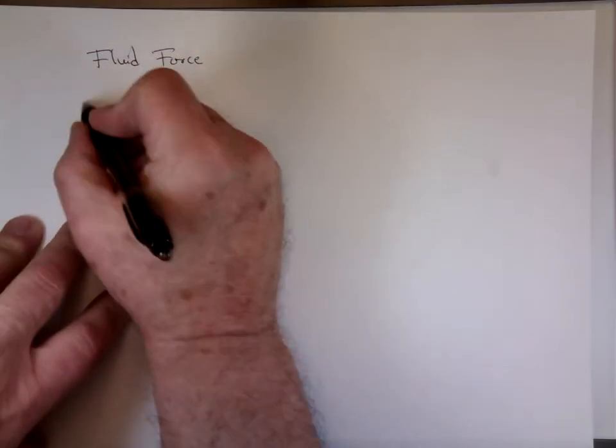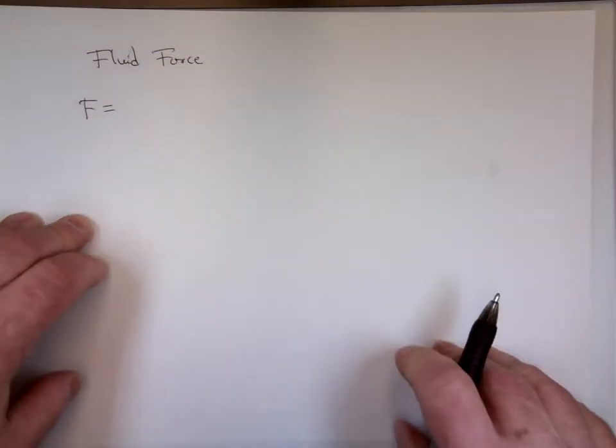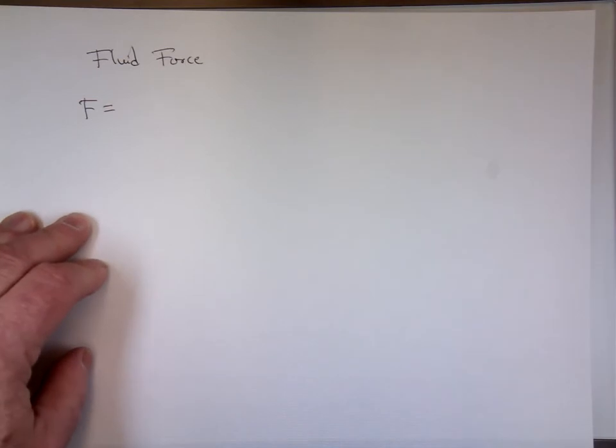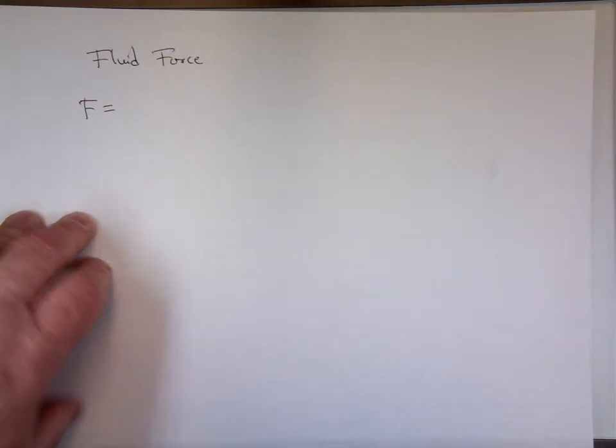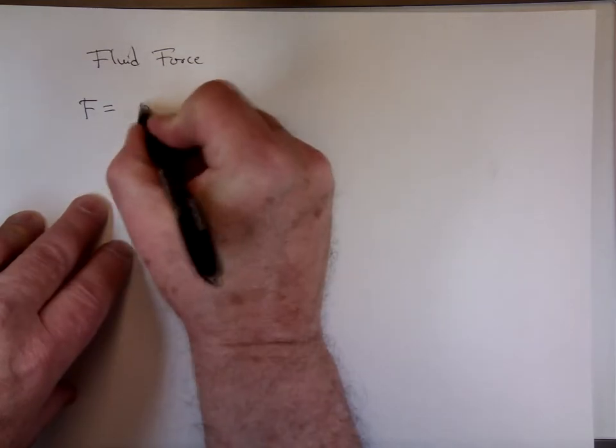What we want to do is calculate the fluid force on that table right there. Let's say that table is 5 feet in the water, 5 feet under in the water. How much fluid force is on that table? Well, the fluid force on that table would be equal to the area of the table. Let's say the table is 5 feet long, 2 feet wide, that would be the area of the table.